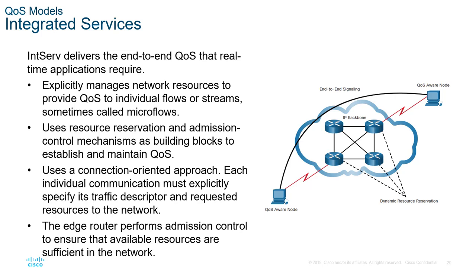Using a connection-oriented approach, each individual communication must explicitly specify its traffic description and request resources on the network. This may also increase a certain level of management of the network, but this management allows the network to run a little bit more efficiently. So we basically have the QoS-aware nodes that have to request access to the network. The edge devices will perform admission control to ensure the availability of resources and to make sure that the network function is sufficient to support the new components coming in.